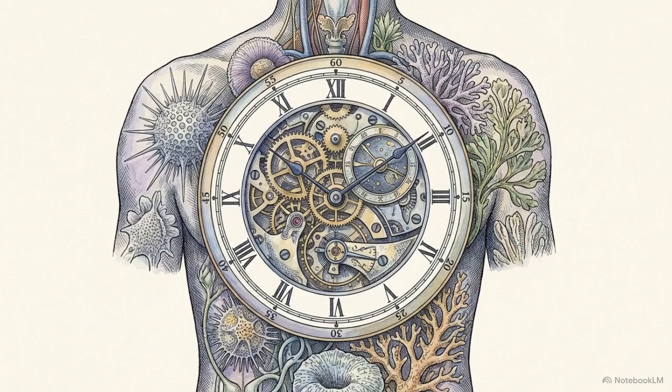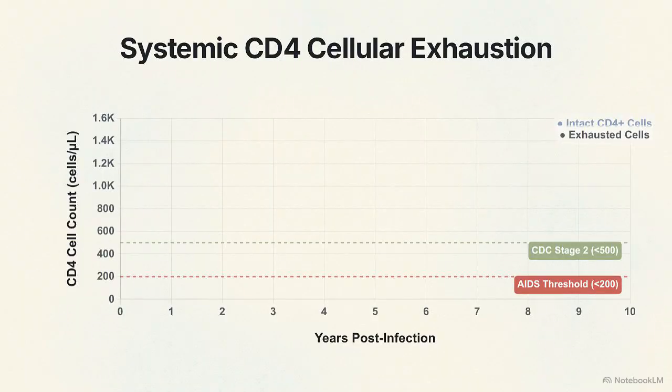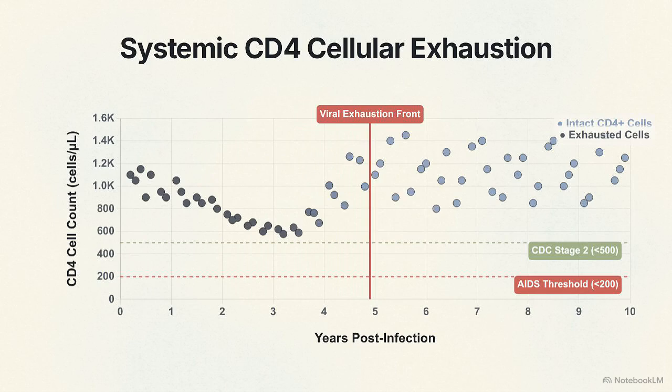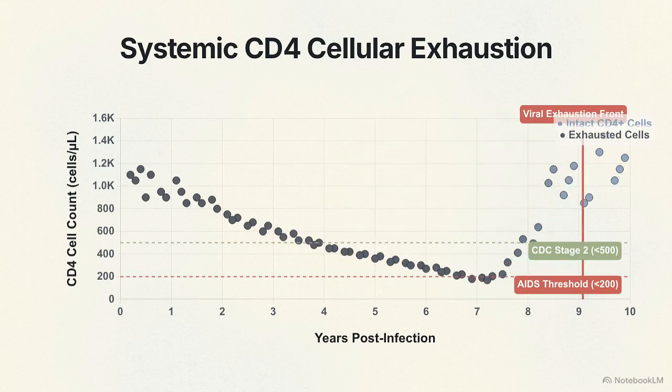HIV infection operates as a mathematically predictable biological countdown. The virus replicates by systematically exhausting a specific population of white blood cells, dictating a strict timeline of systemic decline.